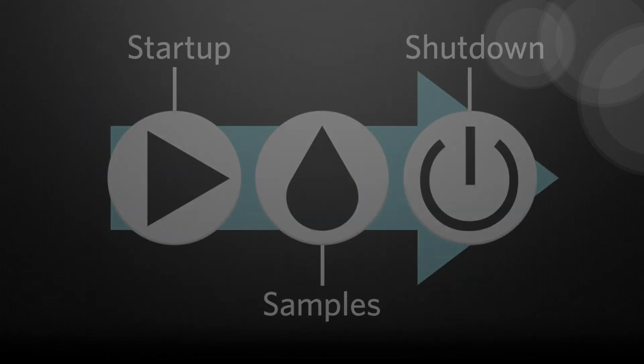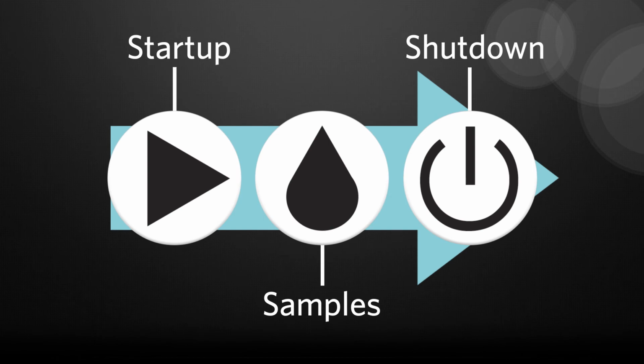Here's how to shut down the Luminex 200 instrument. After running samples, it is important to run the shutdown routine in order to prevent crystallization from forming in the fluidics lines when not in use.